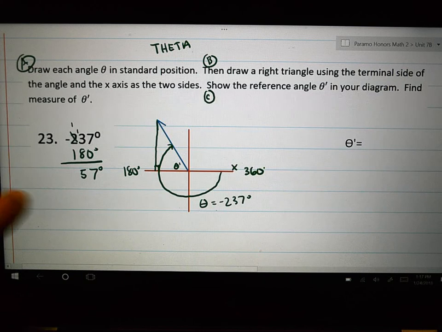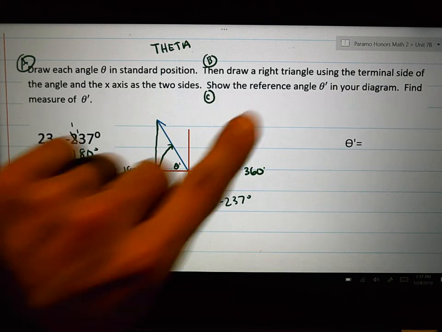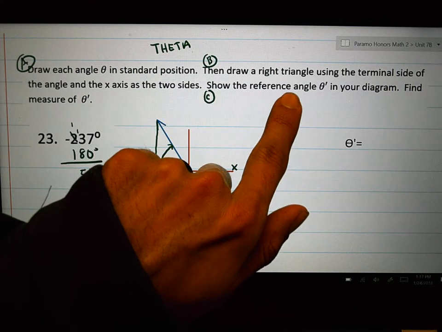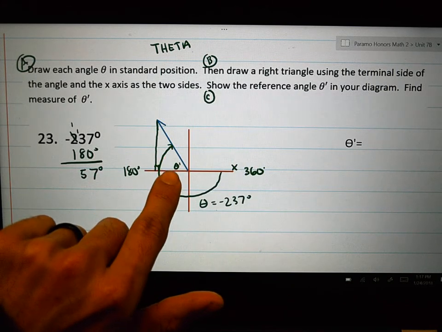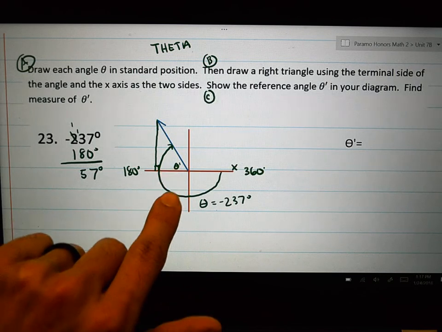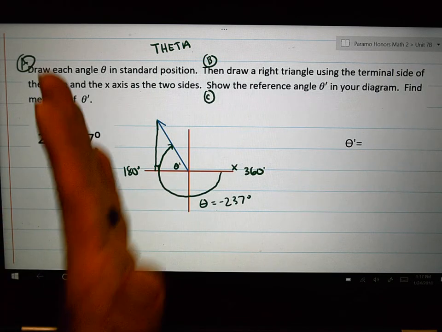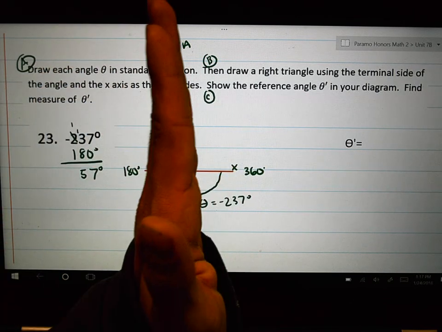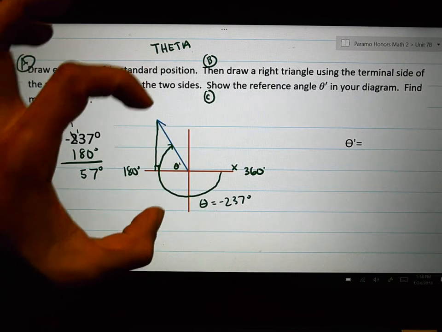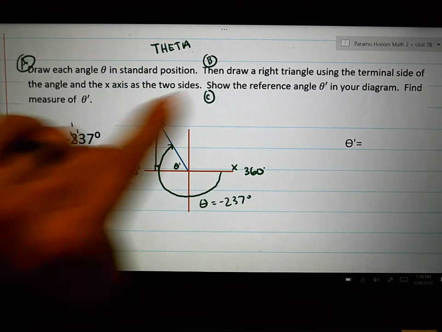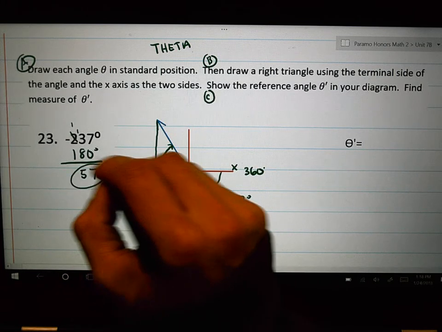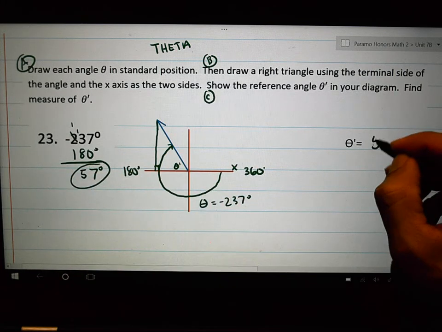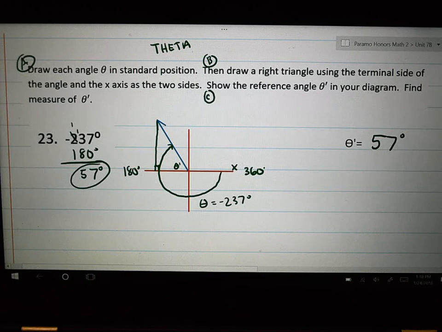Well, how come you're not using a negative here? Because reference angles are always positive. I want to know what the positive distance is from the x-axis up. I don't care how close you are to that y-axis. How far is it to the x-axis? That's the reference angle. So guess what? The answer to part C is 57 degrees.